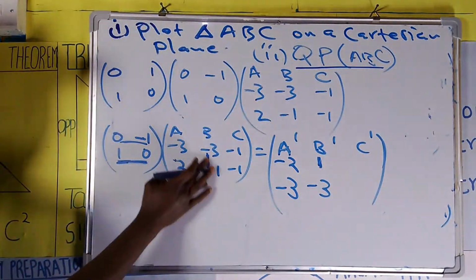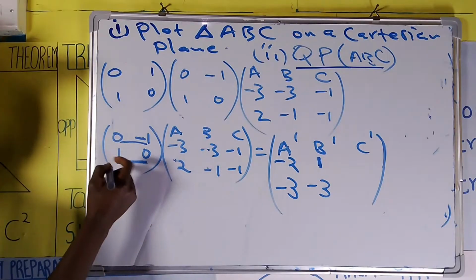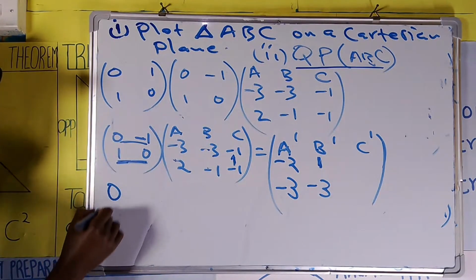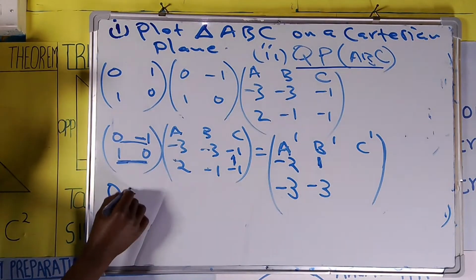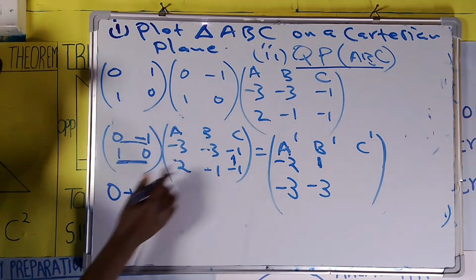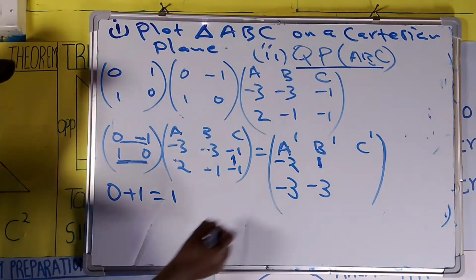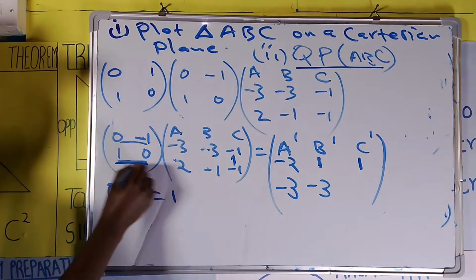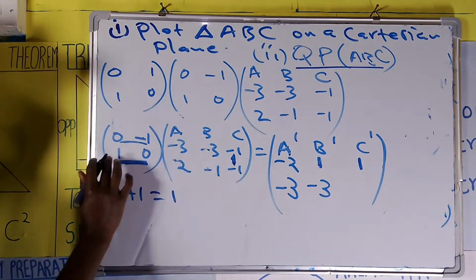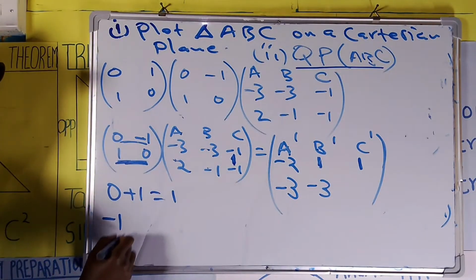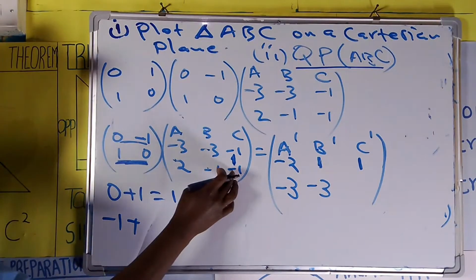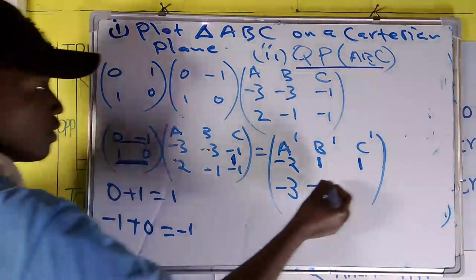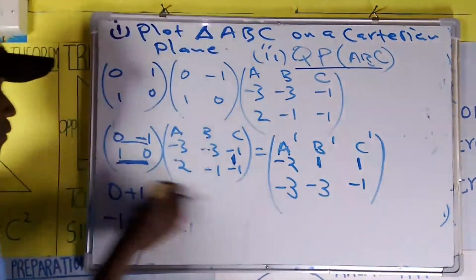Let us go to the last one. The last one will be 0 times negative 1 is 0 plus negative 1 times negative 1 is 1. So 0 plus 1 is 1. That will give us 1. The second is this one and this one. So 1 times negative 1 is negative 1 plus 0 times negative 1 is 0. So negative 1 plus 0 is negative 1. So that will be equal to negative 1.